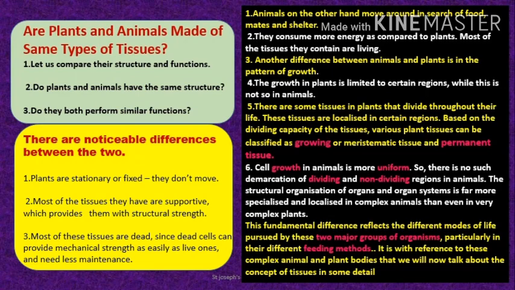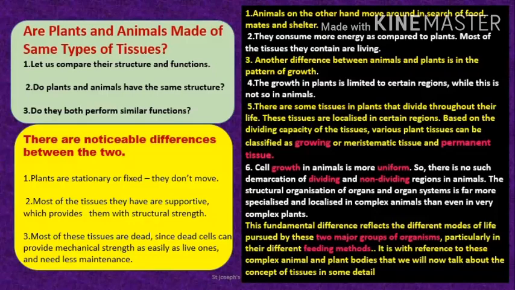Then the sixth part what we are going to discuss is the cell growth in animal is more uniform. So there is no such demarcation of dividing and non-dividing regions in the animals. The structural organization of the organs and organ system is far more specialized and localized in case of complex animals than even in very complex plants.